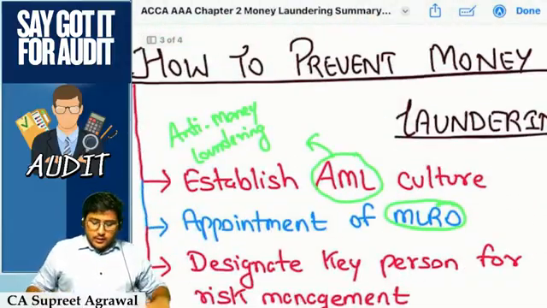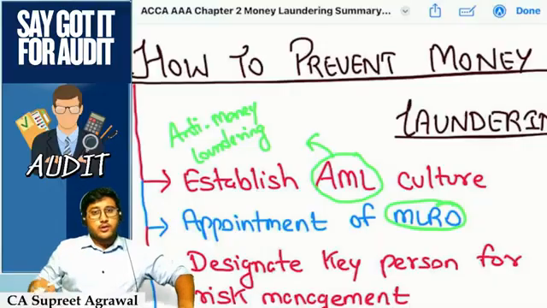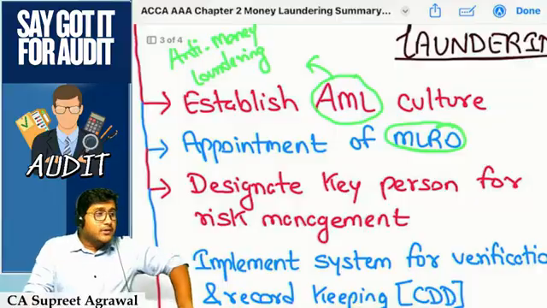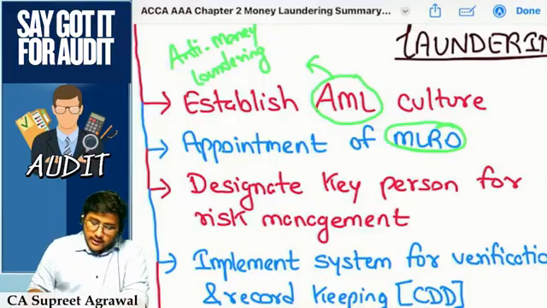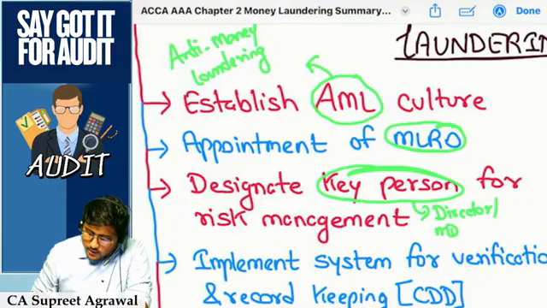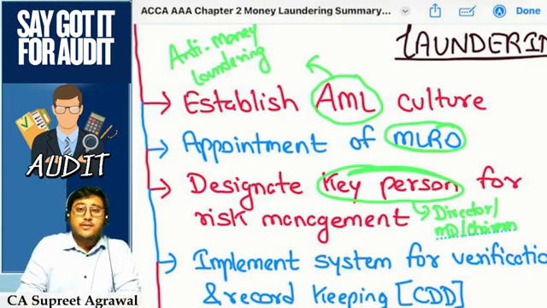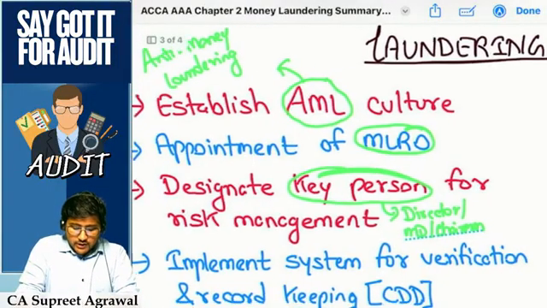Now, you can appoint one officer. This person would be the designated officer. What would be the roles and responsibilities, we are going to discuss later. Then designate a key person for risk management. That is, do not just give responsibilities to a person who does not have the authority. Designate a key person. This key person might be a director of the company, might be the MD of the company, might be the chairman of the company, might be a person with significant powers in the company. Then implement systems for verification and record keeping.